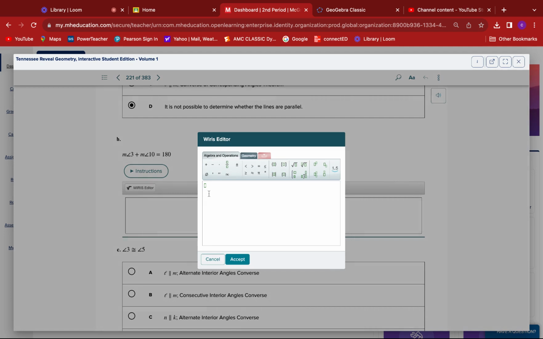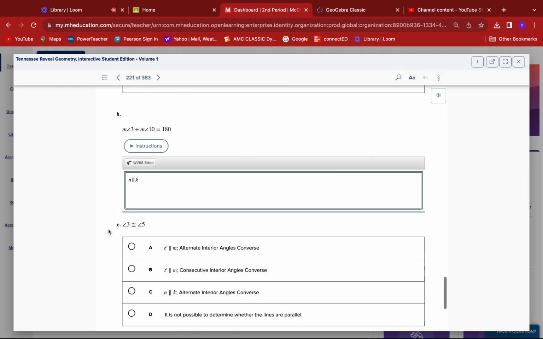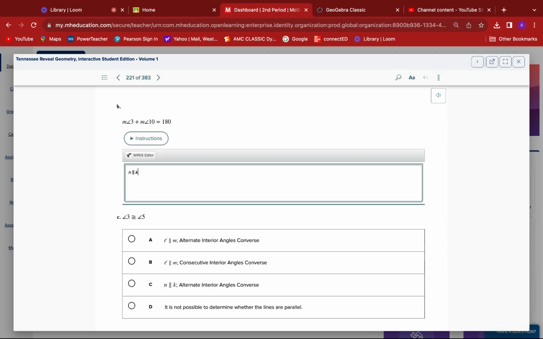All right, so let's see. N. I need a skinny 11 for parallel. Skinny 11, there it is. And K. So look under the geometry tab. There we go. N and K parallel, consecutive interior.